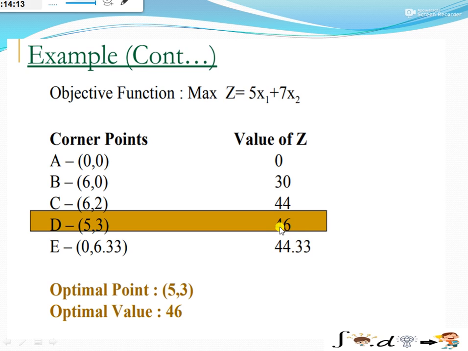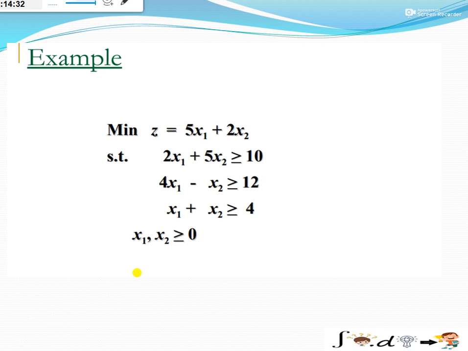Maximum value is 46. That means the optimal value is 46. At what point? That means the optimal point is (5,3). ठीक है. Maximum value is 46 at (5,3). Is it clear? Yes. Now we have the second example.